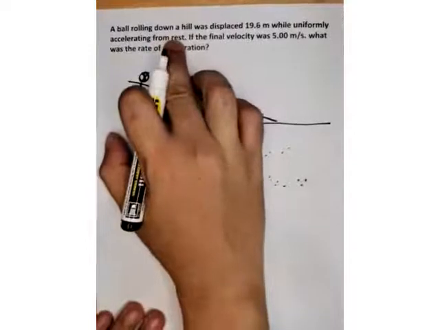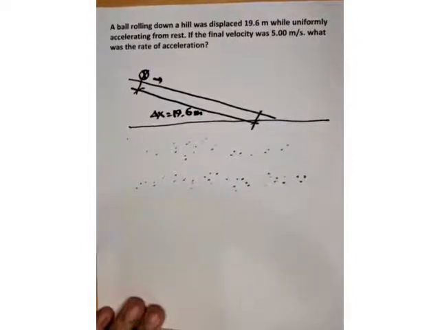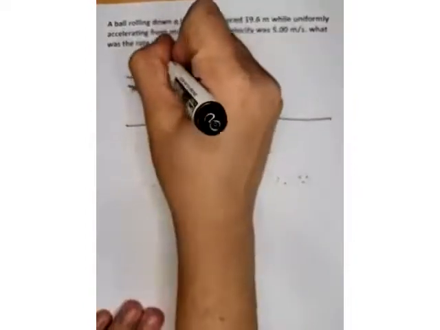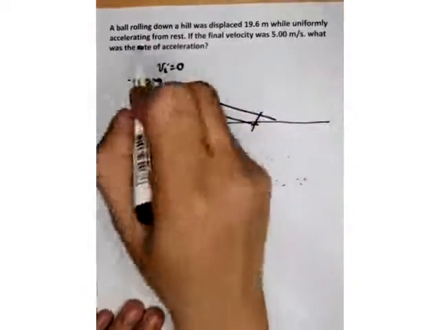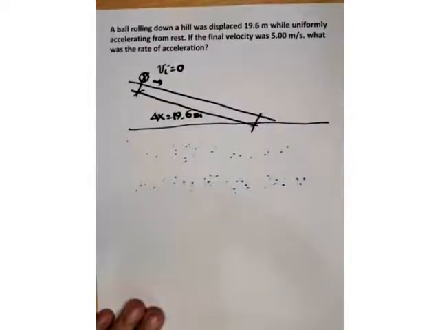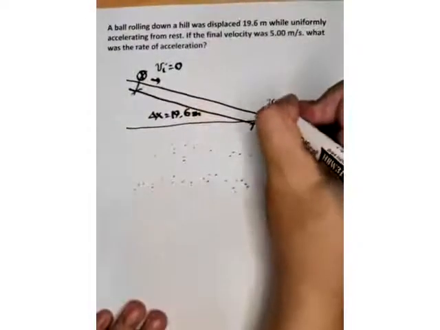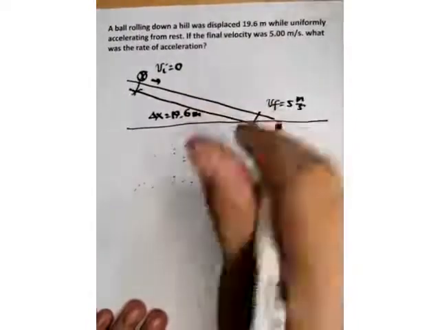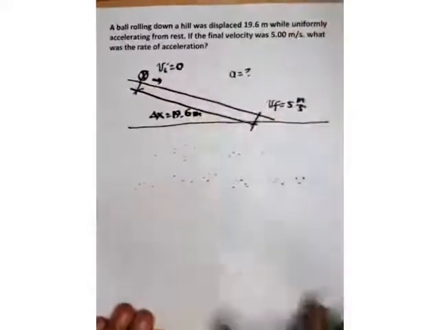So we have a term here: from rest. What can we conclude about the phrase from rest? Its initial velocity is 0. Okay, so correct. The initial velocity is 0. Next, it also says it's uniformly accelerating, so that means we can use the formulas. We're also given that the final velocity is 5 meters per second. What was the rate of acceleration? So what is the acceleration?